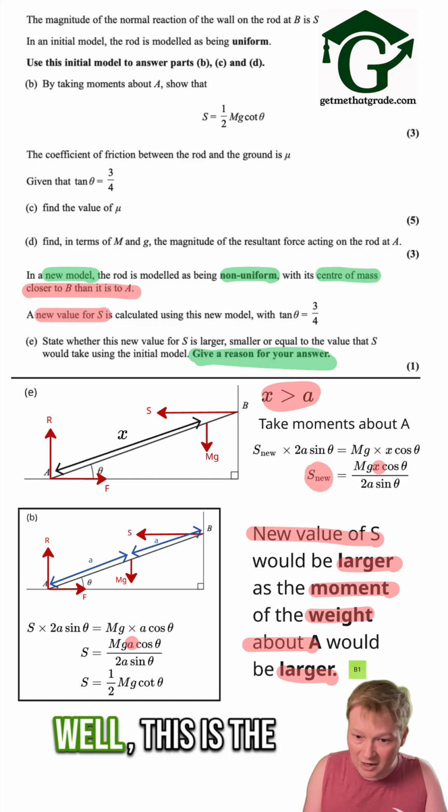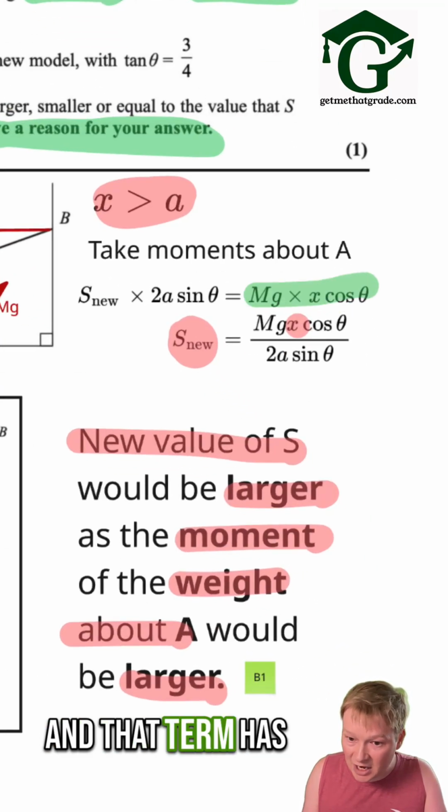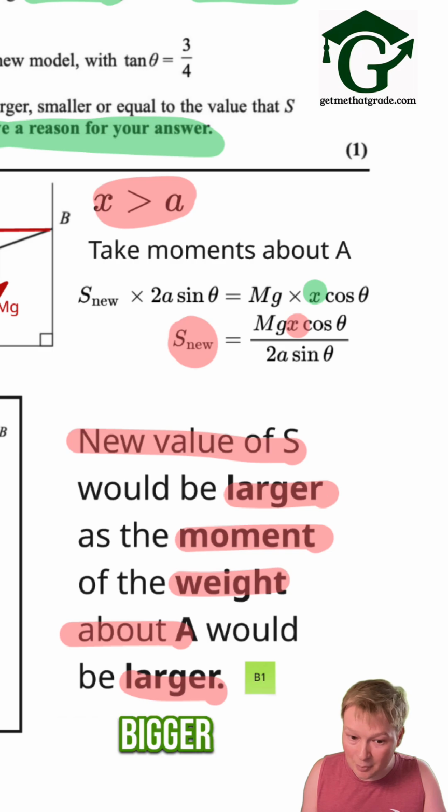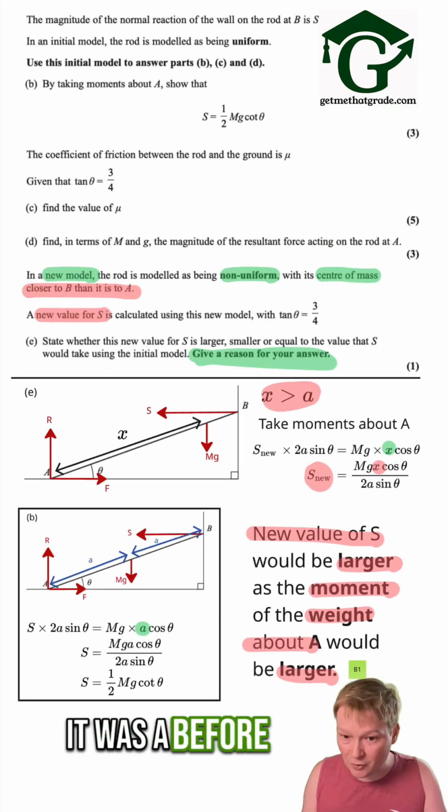Why is it the weight? Well, this is the moment due to the weight, right? And that term has got bigger because x is now bigger than it was before. It was a before.